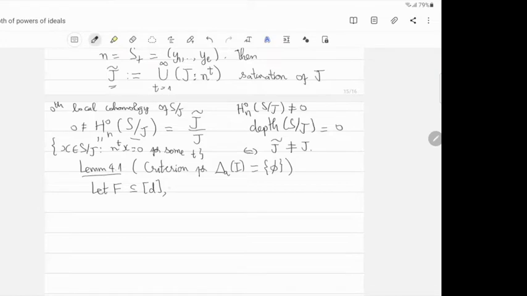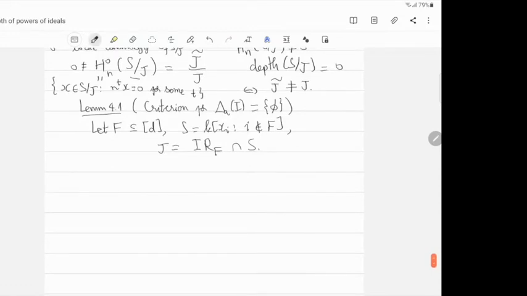Now F is a subset of the variables. This is a set, and we are looking at the polynomial ring with variables not in F. We look at the localization of I at F and pull back to S. This is a monomial ideal in S, and you obtain it by replacing all the variables in F by one. Then from I, you get another monomial ideal J like this.